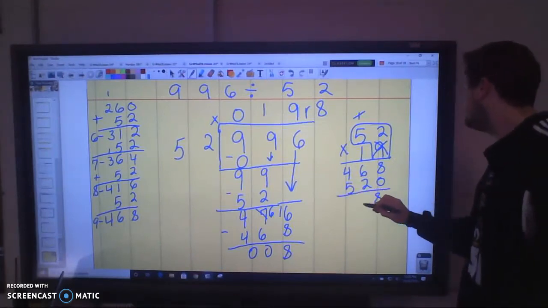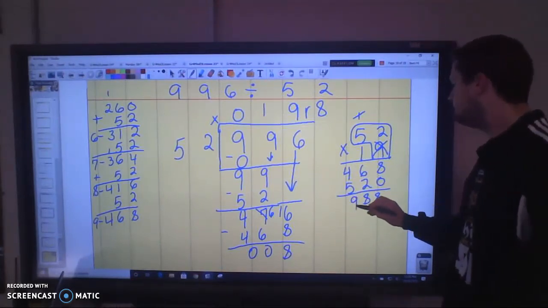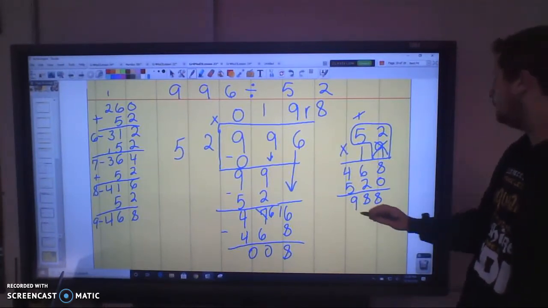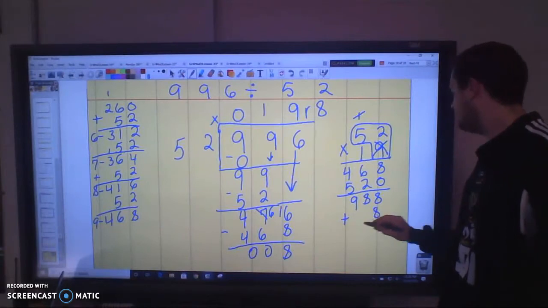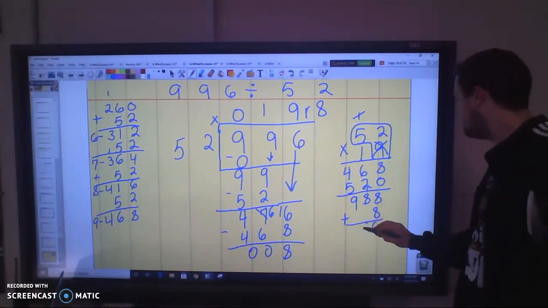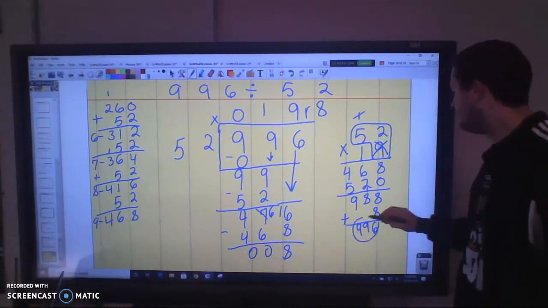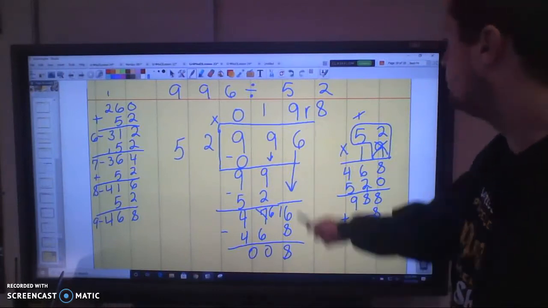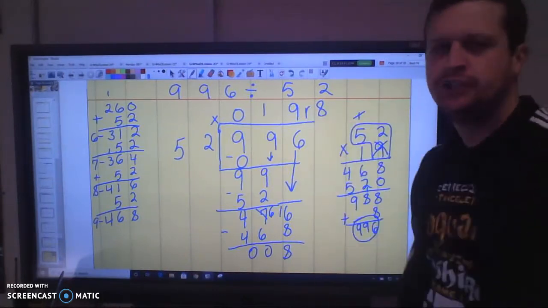8, 8, 9. So that's 988 plus 8. 8 plus 8 is 16. Take 1. 8 plus 1 is 9. 996. So our answer was 19, remainder 8, and we just checked it real quick.